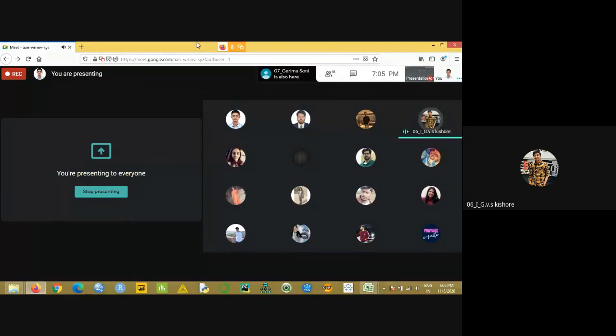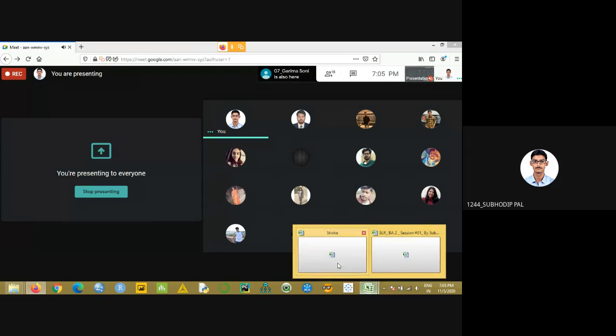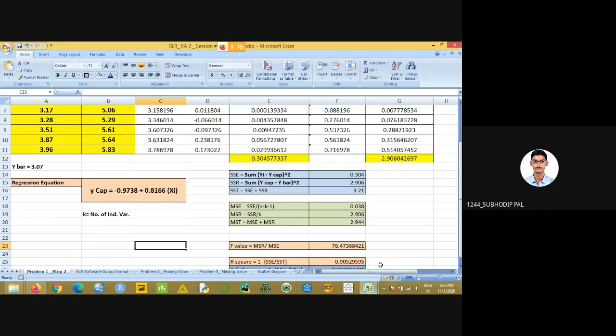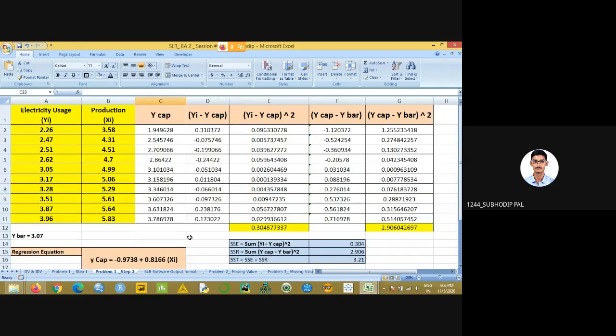Do you have any doubt in simple linear regression? Anyone? Today's session will not be so long. Whatever we have discussed in simple linear regression, multiple linear regression will be an extension of that. So if you have any doubt, we can also clarify that in simple linear regression.